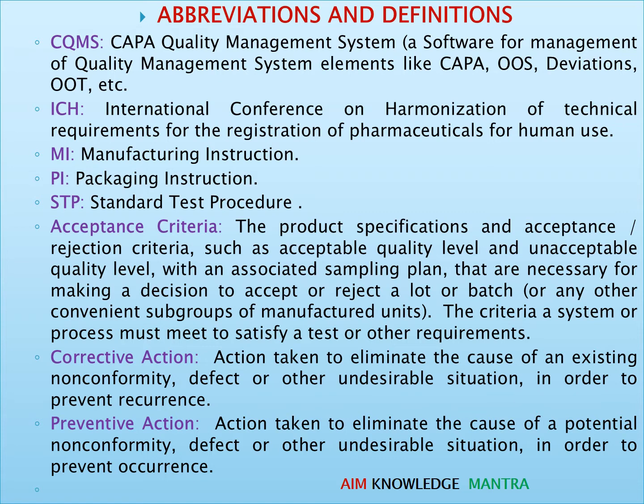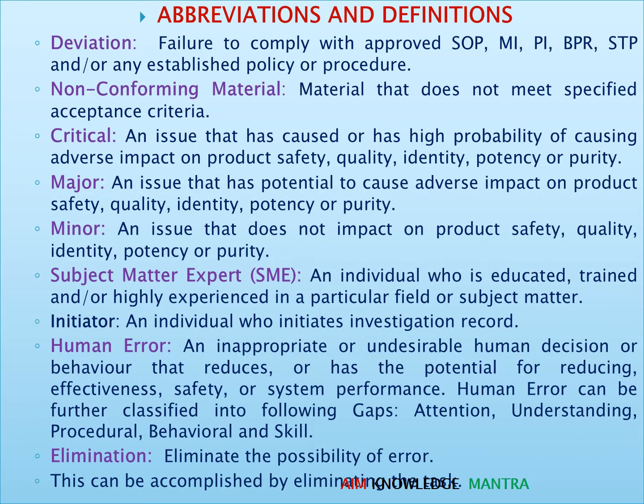Corrective action, action taken to eliminate the cause of an existing nonconformity, defect or other undesirable situation, in order to prevent recurrence. Preventive action, action taken to eliminate the cause of a potential nonconformity, defect or other undesirable situation, in order to prevent occurrence. Deviation, failure to comply with approved SOP, MI, PI, BPR, STP and/or any established policy or procedure. Non-conforming material, material that does not meet specified acceptance criteria.